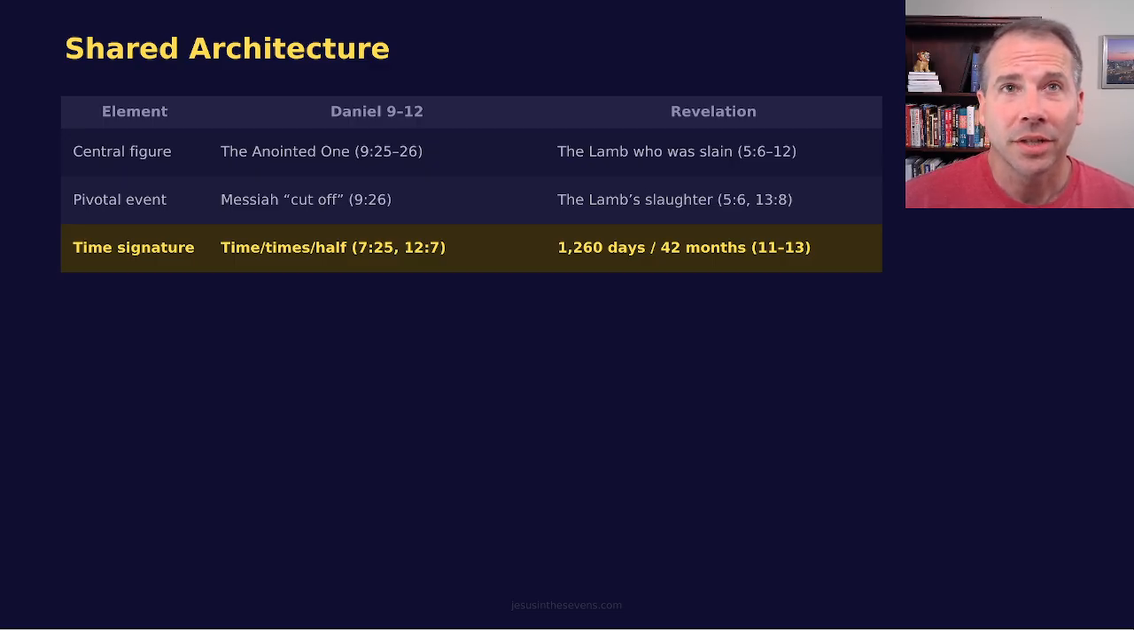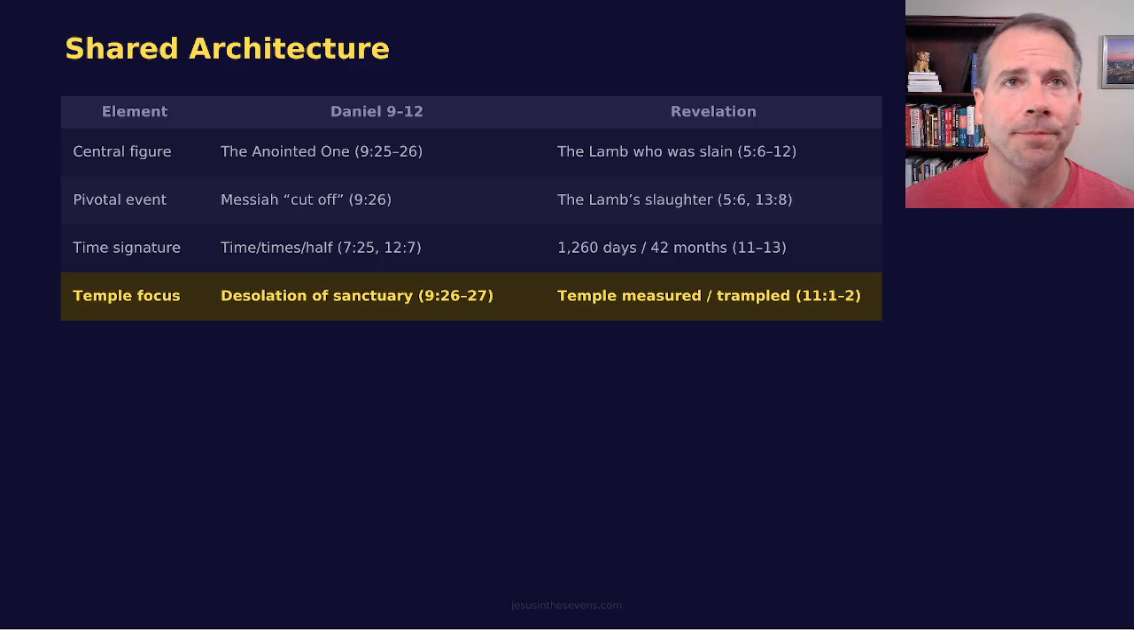Time signature, again, we'll unpack this in great detail as we go through the various places where it shows up, but there's the time, times, and half a time. The 1290, the 1335. In Revelation, you have the same thing, the 1260 and the 42 months. That's the time, times, and half, the strict 3.5 section. So you have that multiple places in Revelation because it's covering the same time period that Daniel was talking about.